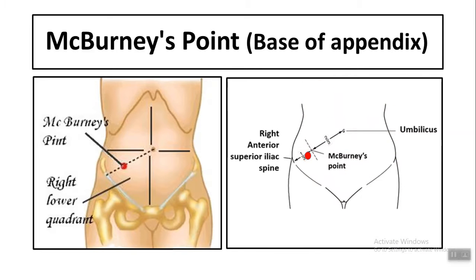What do we call McBurney's point? This is in red color. It means the location of the base of the appendix. It demarcates the location of the base of the appendix. It's located one third of the way in between the anterior superior iliac spine and the umbilicus. This is what we call McBurney's point. It demarcates the base of the appendix, since the free end of the appendix will be located in a different region, as we will see in the next slide.